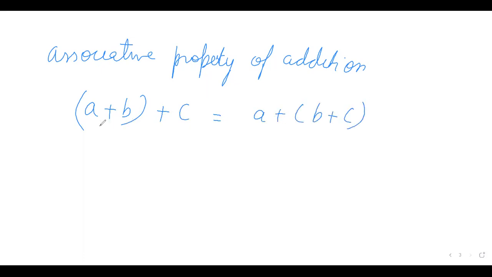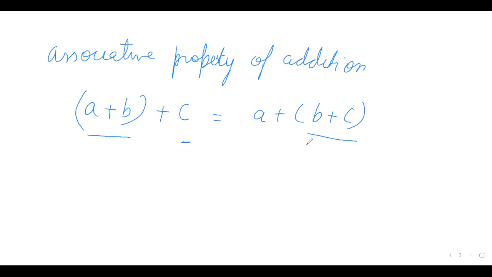So how do they vary? Bracket means we are adding A plus B and whatever is the result is being added to C. Or I am adding B plus C, and whatever is the result, it is being added to A. So in both the cases, I am getting the same answer.